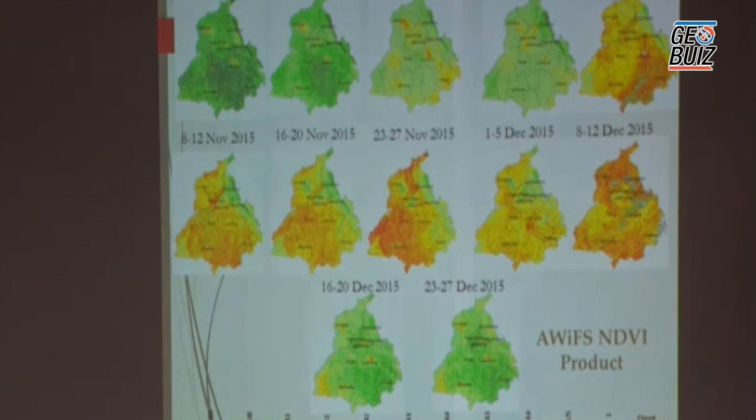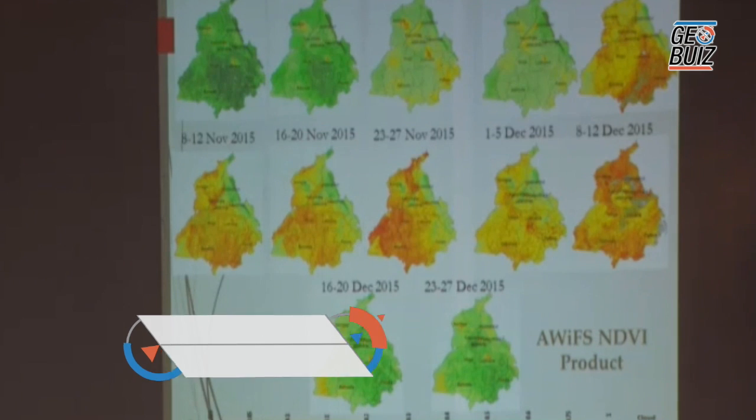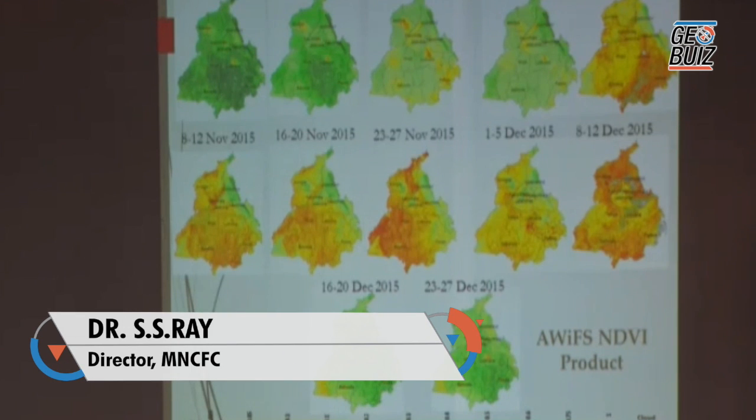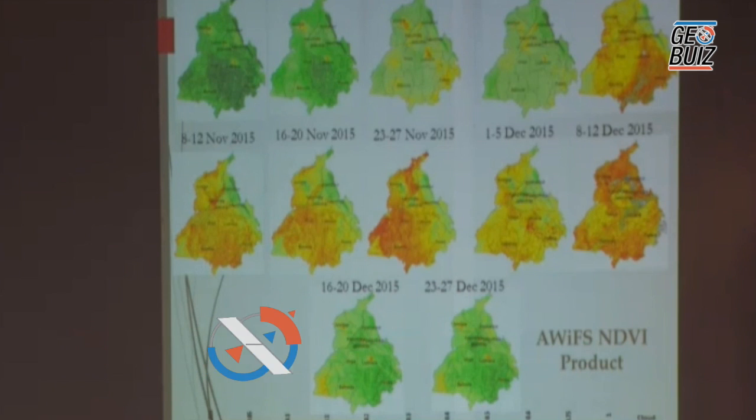Of course, we use a lot of AWiFS data. This is a typical product. This data was specifically prepared for the Mahalanobis National Crop Forecast Centre originally, but now has a lot of users. So this is an all India NDVI product, a 5-day NDVI product generated from AWiFS data.